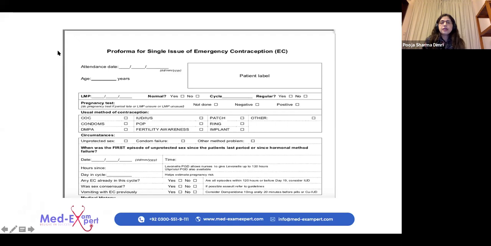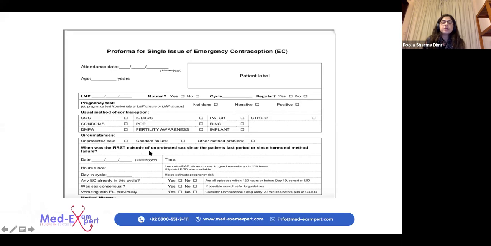Okay, so if I read this proforma, it is the whole history you need to take for emergency contraception. So age in years, LMP, whether this was a normal LMP, cycle is regular or not, pregnancy test was done or not, what is her usual method of contraception, which Nesma asked. I think Nesma asked a very good history, only thing is her history took long time. So that's what I'm saying. The knowledge is one thing. Knowledge plus communication and how you're communicating is this exam. So usual method of contraception the patient is using, it was unprotected sex or a failure of any contraceptive method.